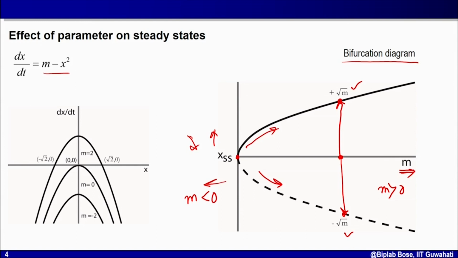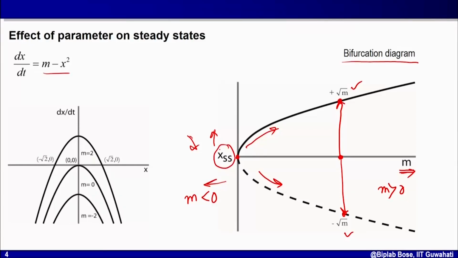This type of diagram, where you take the parameter which is affecting the number of steady states on the horizontal axis and the steady state value, remember, it is the steady state value of the dependent variable, on the vertical axis, and then you plot the curves, and the curves represent the number of possible steady states. This type of plots are called bifurcation diagram. And here I have the bifurcation diagram for the equation dx/dt equal to m minus x square.